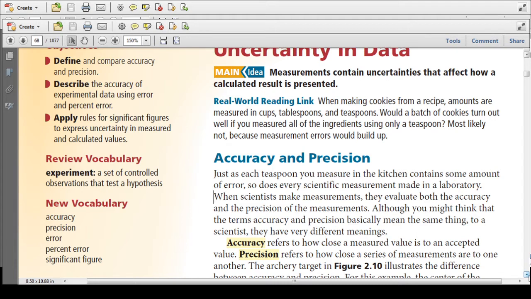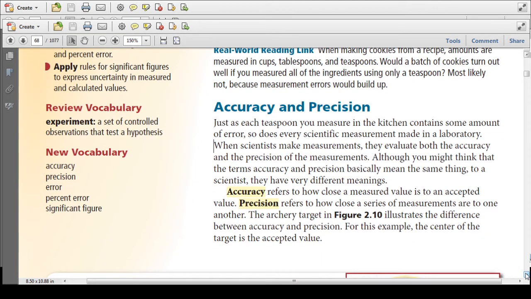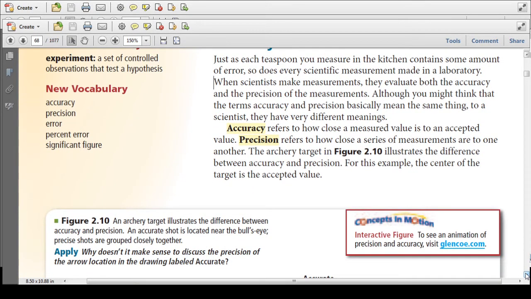Just as when you measure a teaspoon in the kitchen, it might not always be exactly a teaspoon. You might go a little over, you might go a little under. The same thing happens in the laboratory. When scientists make measurements, they evaluate both the accuracy and the precision of the measurement. Although you might think that the terms accuracy and precision basically mean the same thing, to a scientist they have totally different meanings. Accuracy refers to how close a measured value is to an accepted value, whereas precision refers to how close a series of measurements are to one another.